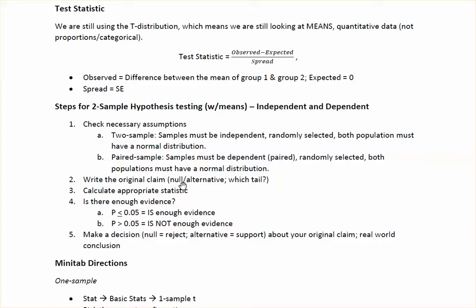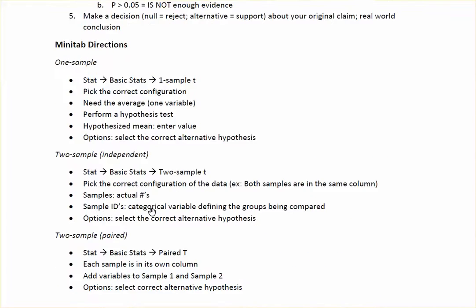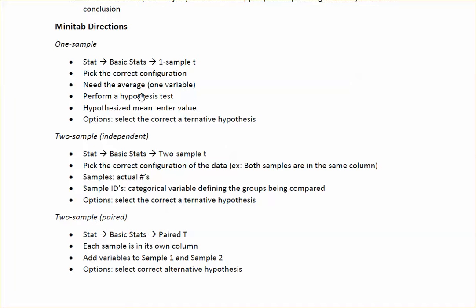You write the original claim, so is it null or alternative, which tail? Calculate the appropriate statistic, which in this case is a t-value because we're in the t-distribution. Is there enough evidence? P less than 0.05 is, P greater than is not. Make a decision: null you reject, alternative you support about your original claim. So most of this is pretty similar to what we've done before. The only real difference is how we get that p-value and the t-value, which we will be doing using Minitab. So we will do some of this by hand, but most of it we are doing using Minitab.